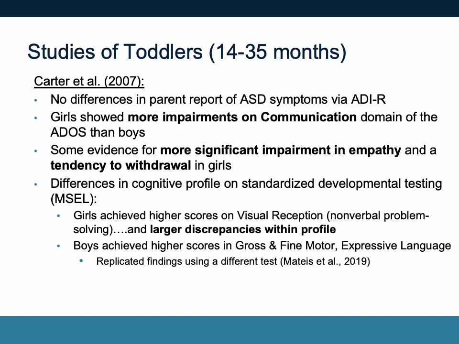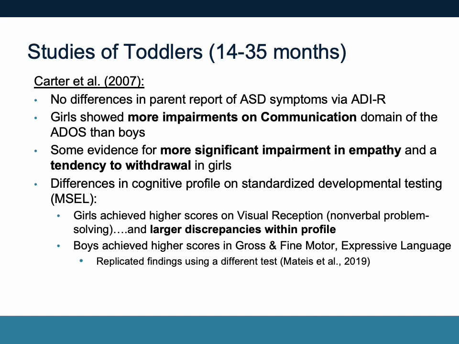So whereas the infant literature can give us some gaze-shifting paradigms to consider, the toddler literature has a different set of data to offer, and some of these findings are contradictory. One of the first people to study differences in males and females between the ranges of 14 to 35 months was Alice Carter and colleagues, and they found there were no differences on parent report of symptoms when they used the ADI-R. They did find on the ADOS that the young girls showed more impairments in the communication domain, with particular problems in empathizing and withdrawing when they are in stress, as reported by parents in a few other of their parent report measures.